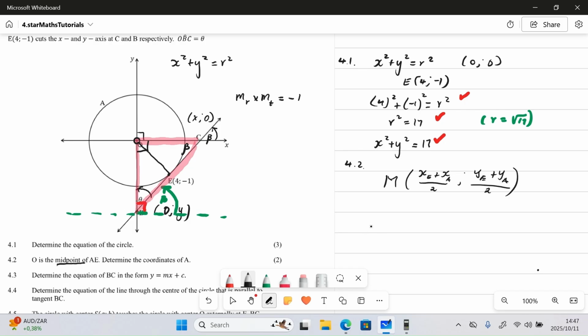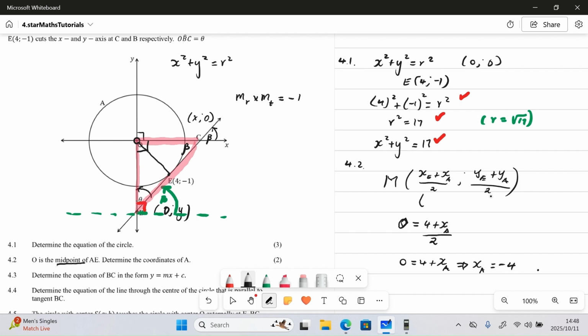But we are not looking for the midpoint. We are given the midpoint is 0 and 0. So we are going to use this. So the x midpoint, which is 0, equals x at E, and we know x at E is 4, plus x at A, which we don't know, then divide by 2. Then we solve for x at A. Then we're going to have 0, then 4 plus x at A, meaning the coordinate of x at A is -4.